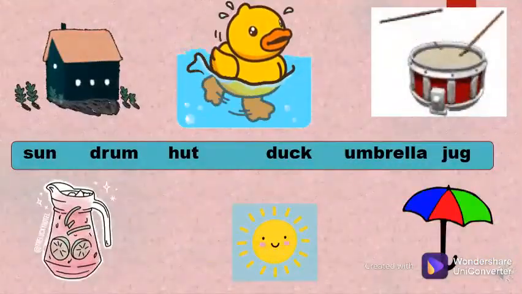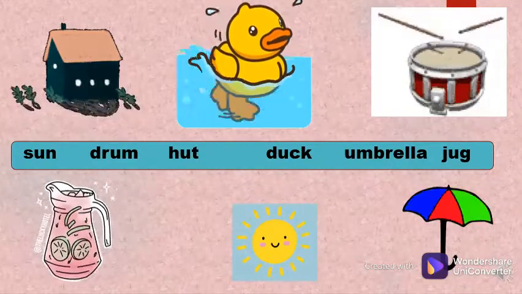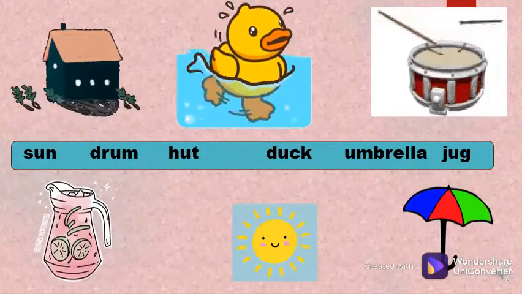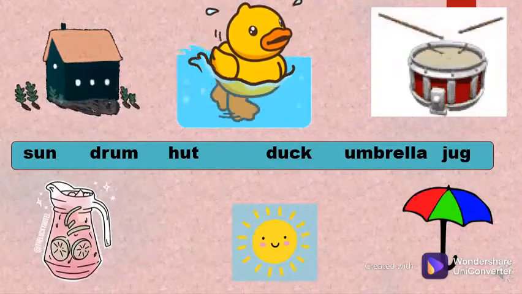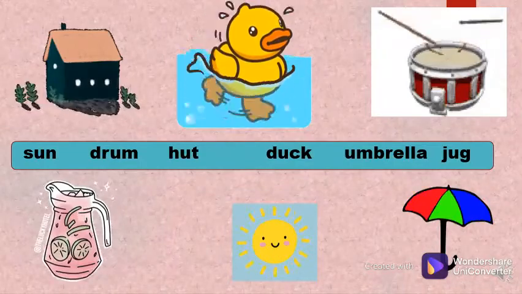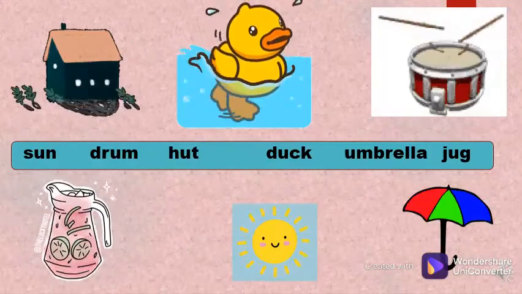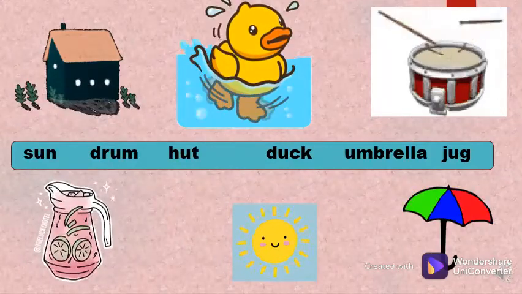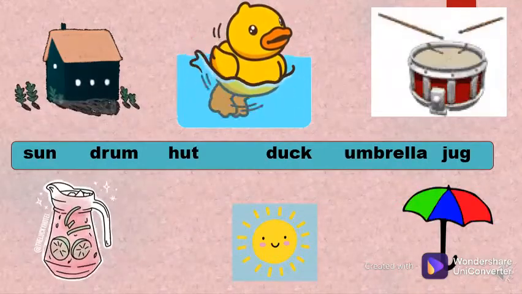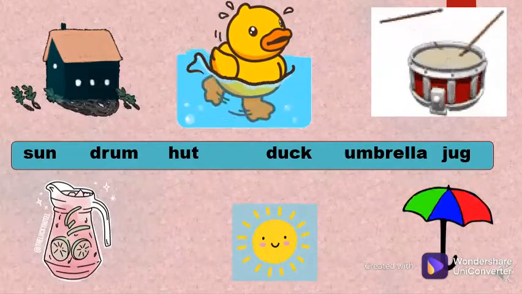Now come to page 16. Here also you have to read and match the words to the correct pictures. So first one is sun, S-U-N, sun. Match it with the correct picture. Then drum, D-R-U-M, drum. D and R mixing together make the sound dr. Then H-U-T, hut. Match it with the picture of hut.